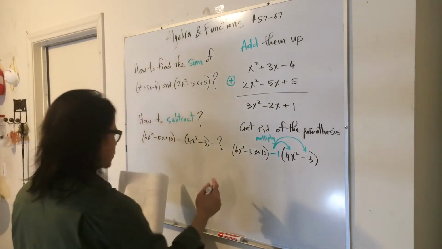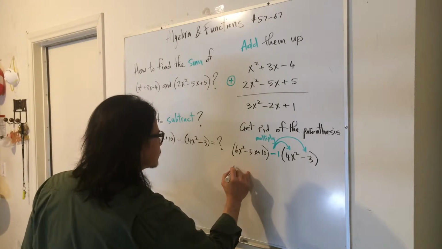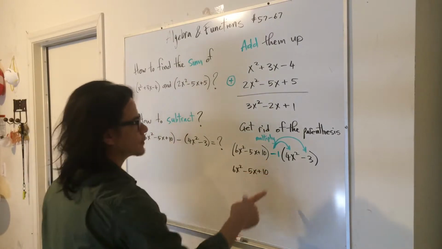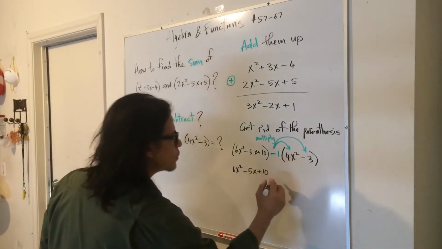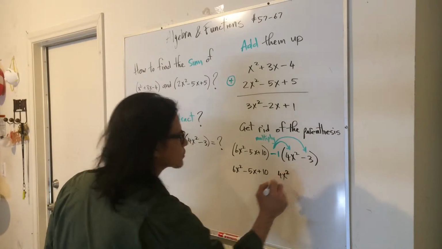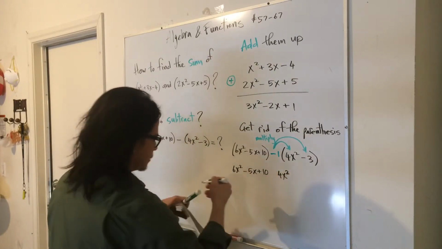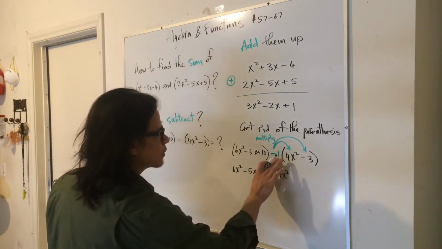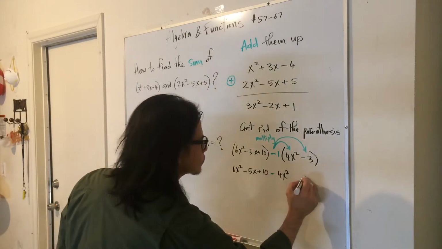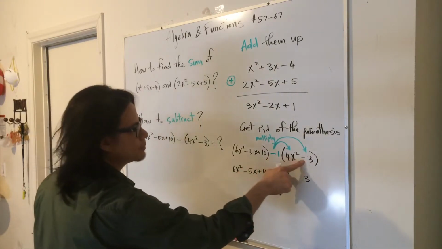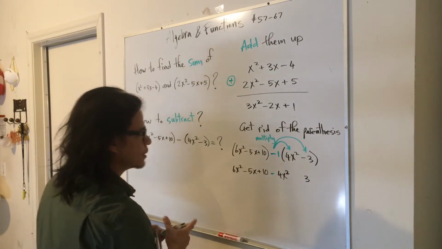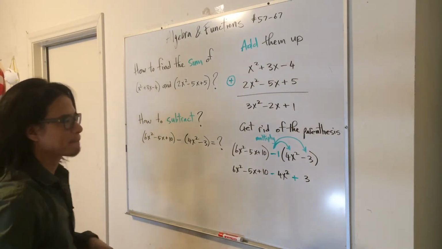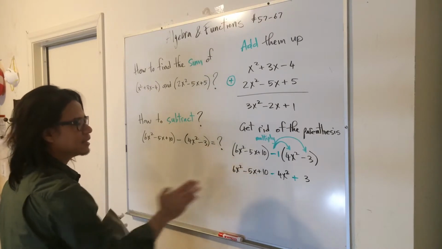Okay, so when we distribute, we multiply. So simply put, we can say that we have 6x squared minus 5x plus 10. Okay, now be careful here. Take 1 times 4x squared is 4x squared. Negative times positive is negative. Okay, take 1 times 3 to get 3. Negative times negative is positive. Okay, feeling better? Let's combine like terms.